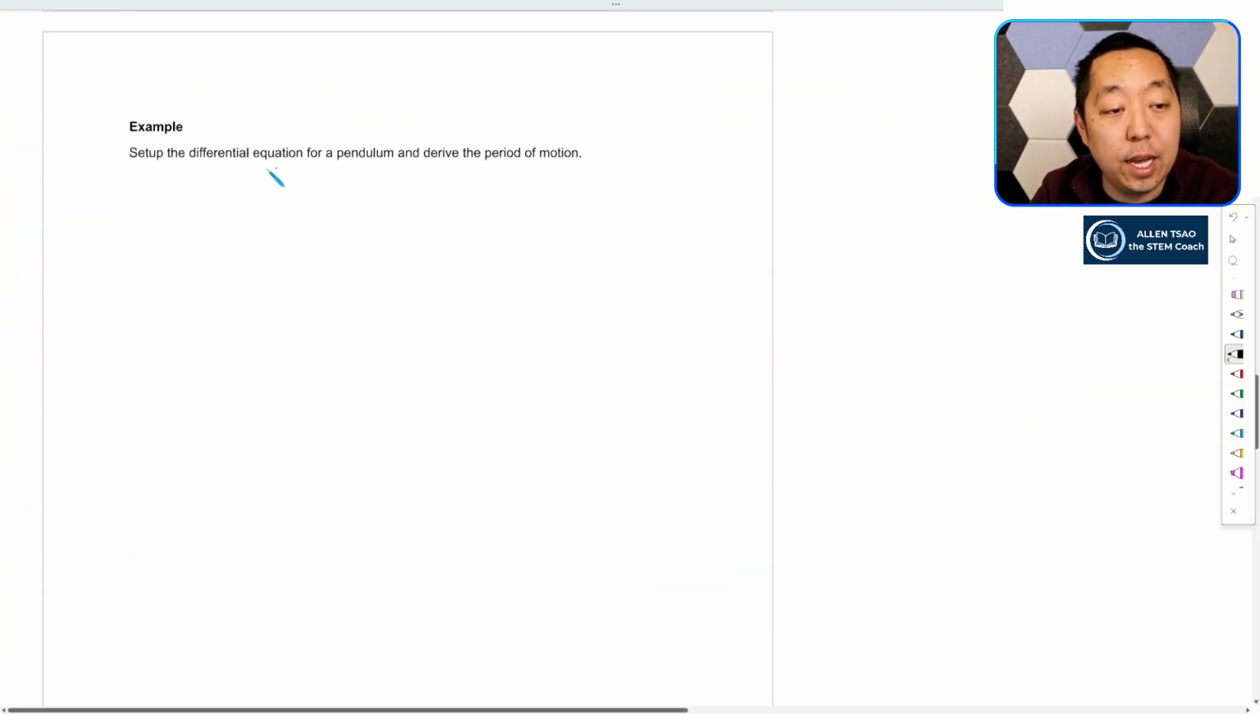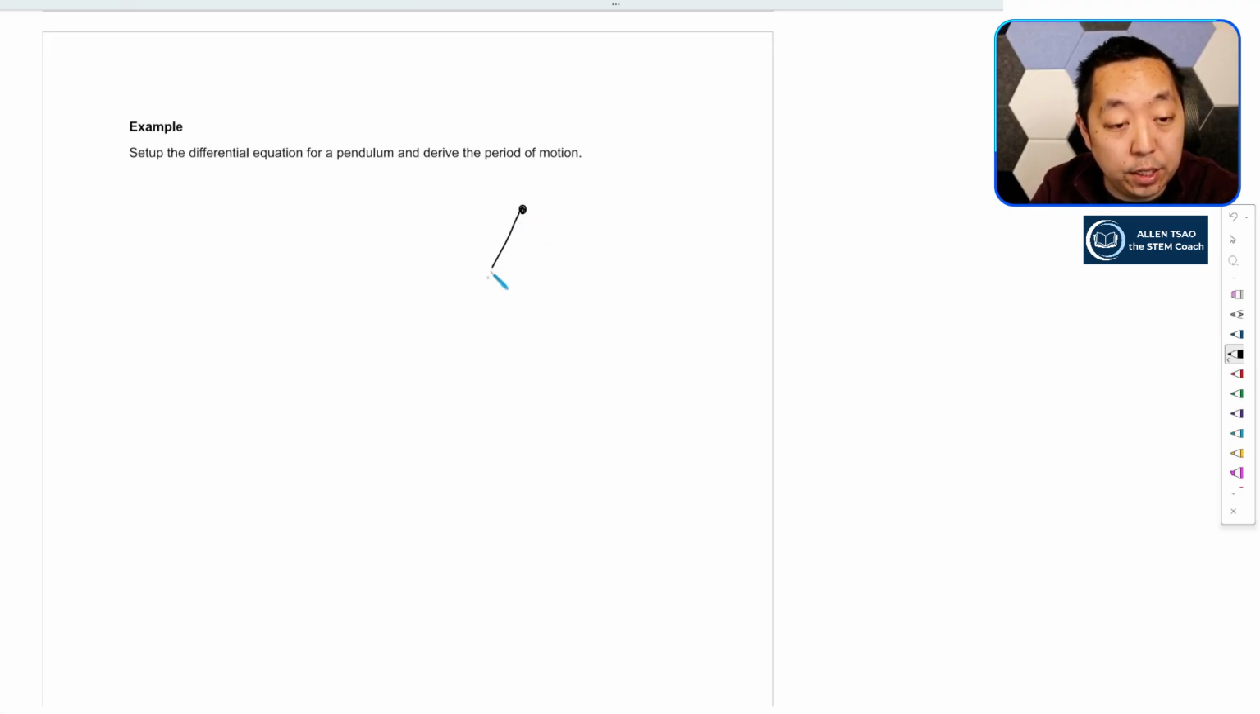Let's do it for a pendulum, okay? So this part is a little bit trickier here. We have a pendulum. It's going to swing back and forth from here to here. We're going to call this position theta equals 0. We're going to do it in terms of torque. Okay, so we have a pendulum here.